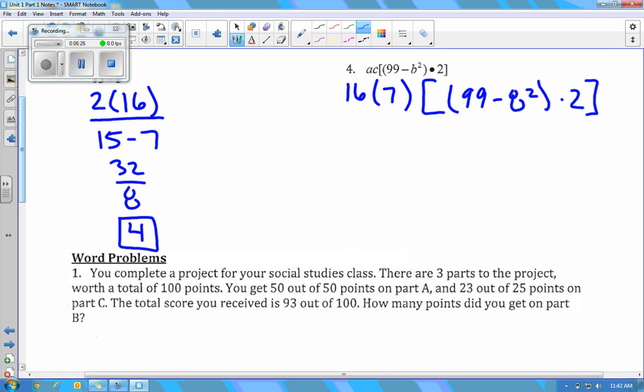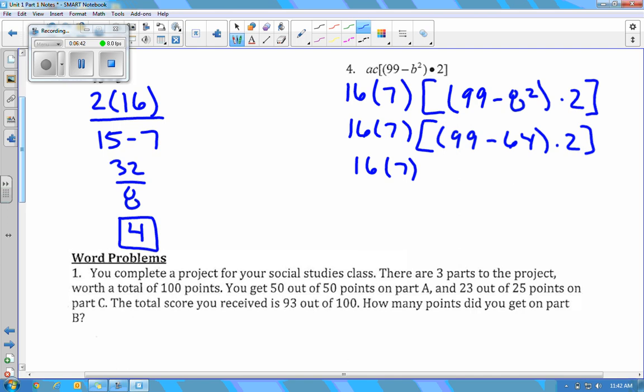I'm going to start with grouping symbols, which are my brackets. Within my brackets, I have parentheses. Within my parentheses, I have exponents. So the first thing I'm going to do is 8 squared, which is 64. And then I just rewrite everything else. I go back to my brackets, and I go back to my parentheses. 99 minus 64 is 35. 35 times 2. I go back to my brackets. 35 times 2 is 70.